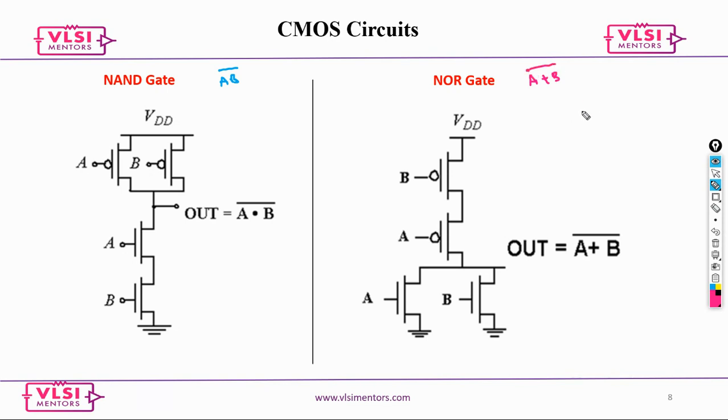Now remember, do you remember the inverter? The CMOS inverter, so basically A bar. By default, the CMOS structure is inverting in nature. So this automatically is going to be A, and this is going to be A bar. Now how is this actually happening? This is inverting in nature.